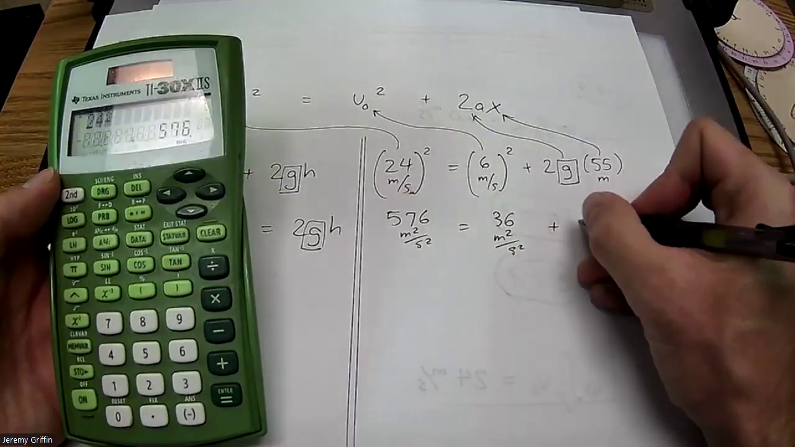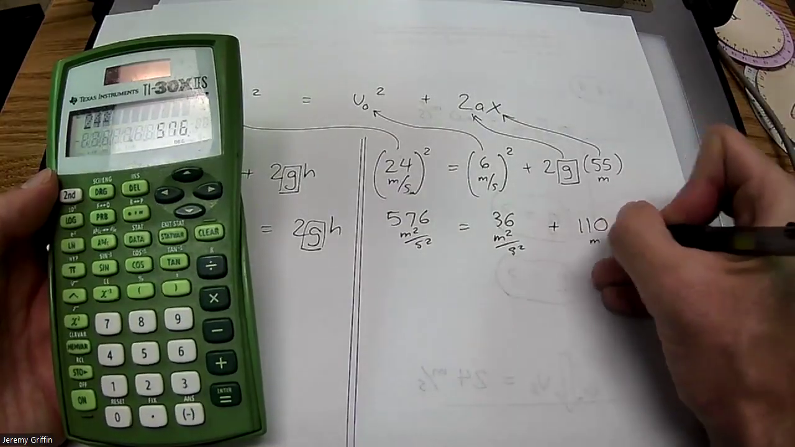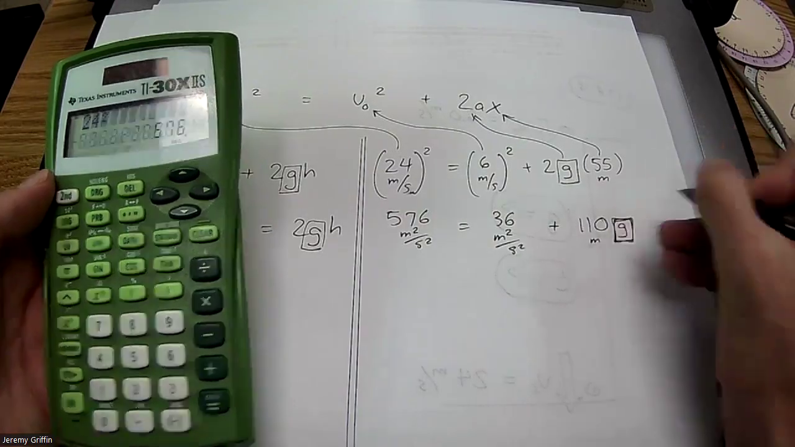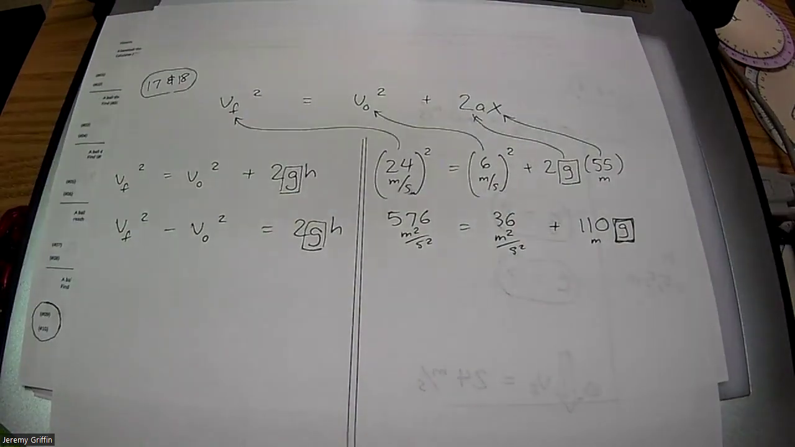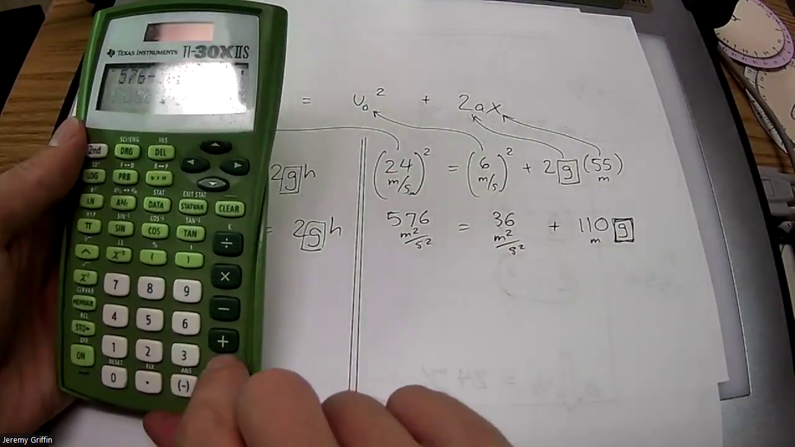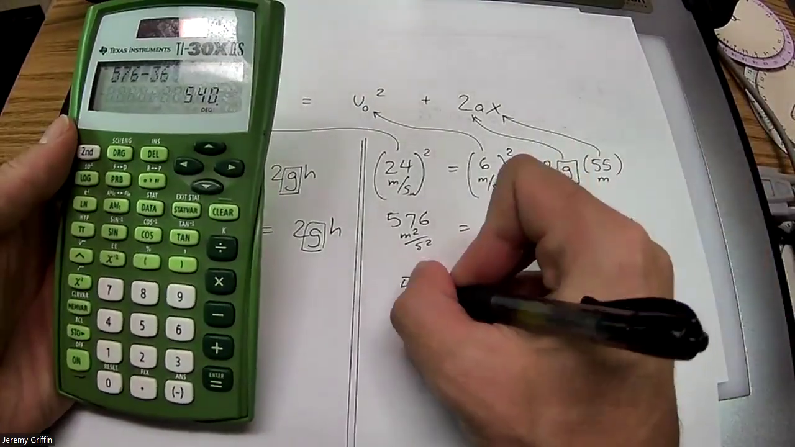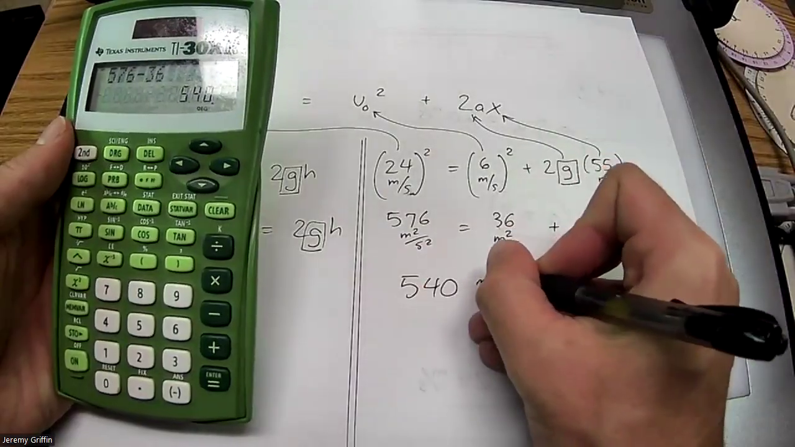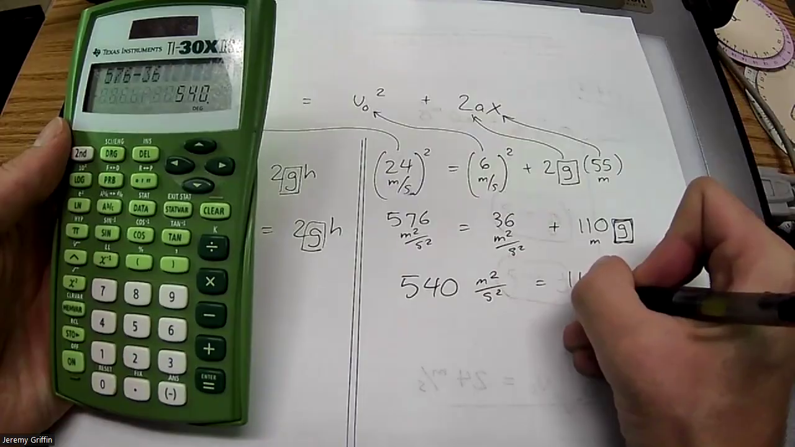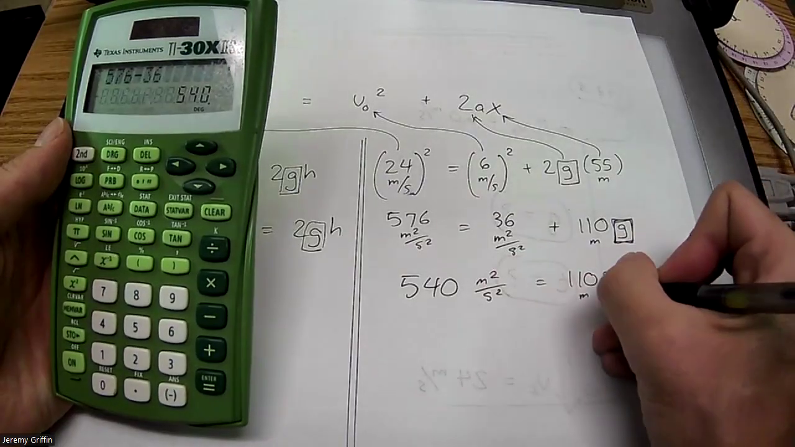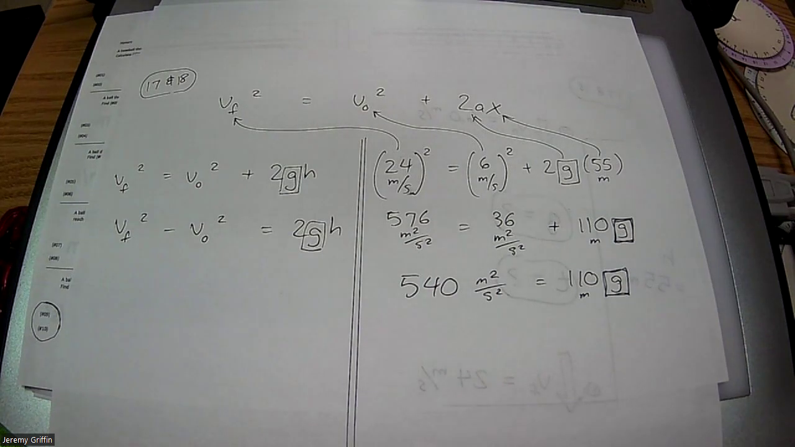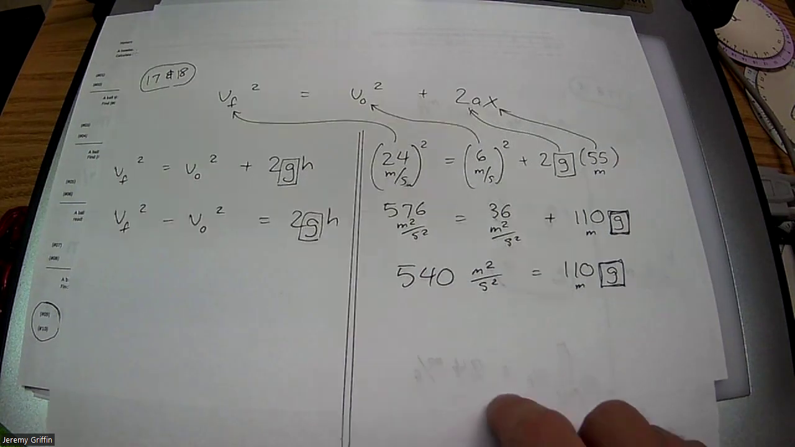2 times 55 is 110. That's meters. And then I've got the gravity field that I'm solving for. Okay, see that? Just subtract that over. So it's 576 minus 36. That's 540, and then crazy units. Okay, so now the left half of my page and the right half of my page are at the same point now.